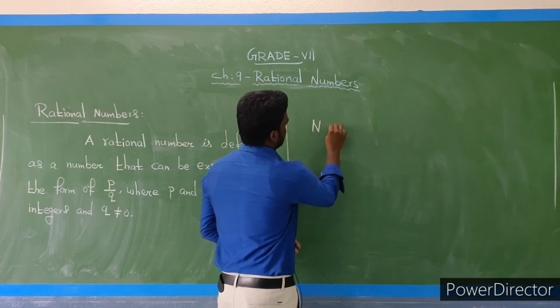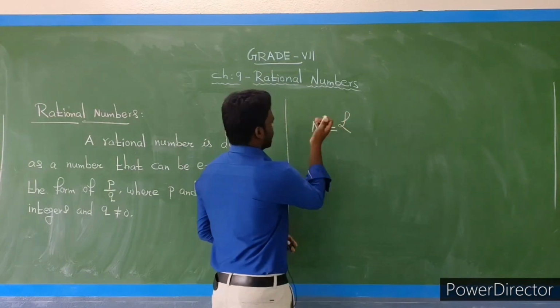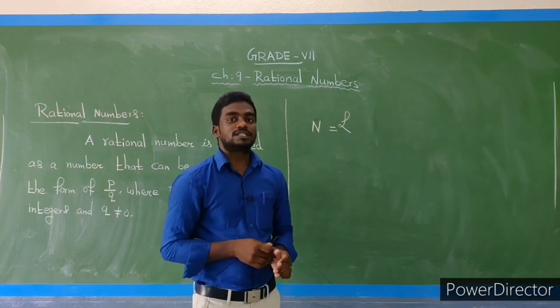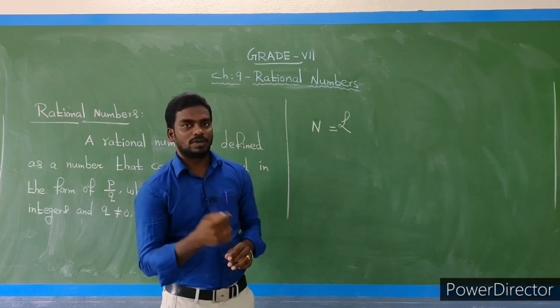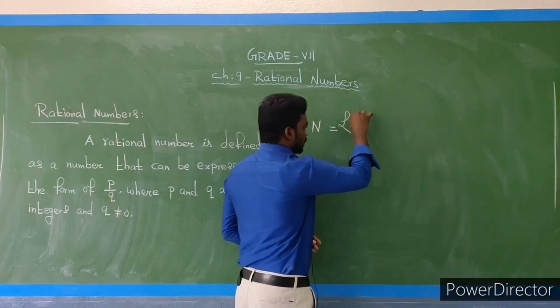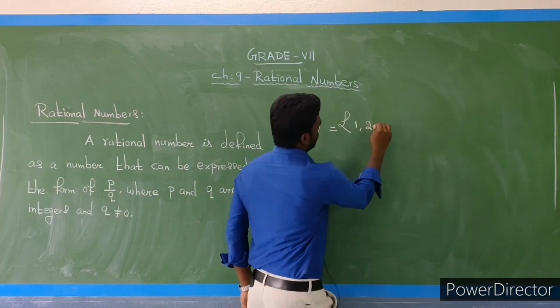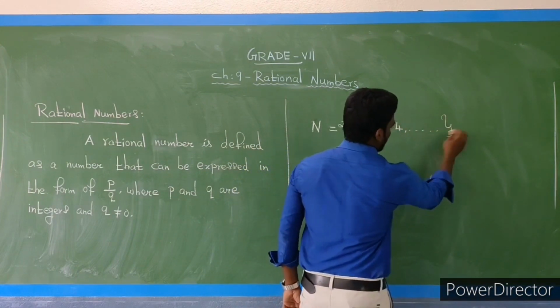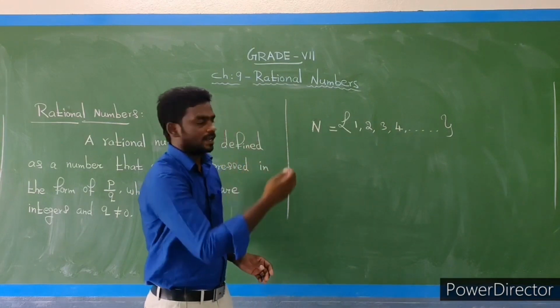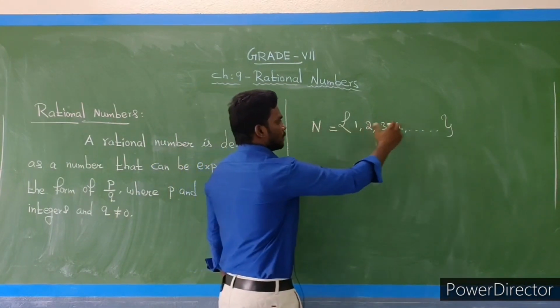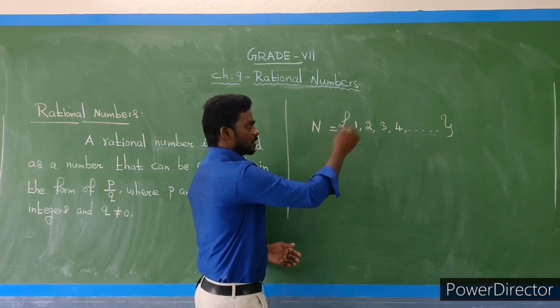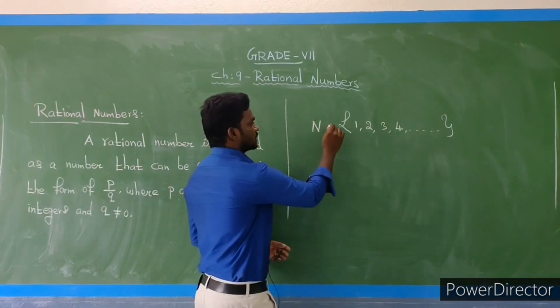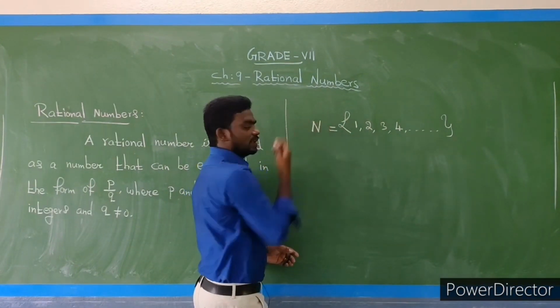What are the basic number systems we know? Natural numbers. Counting numbers are called natural numbers. The counting numbers start from 1, 2, 3, 4 and so on, up to infinity, because the numbers do not end. The set of counting numbers is called natural numbers, and it is denoted by the symbol N.